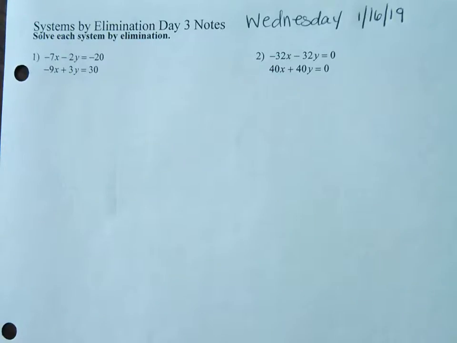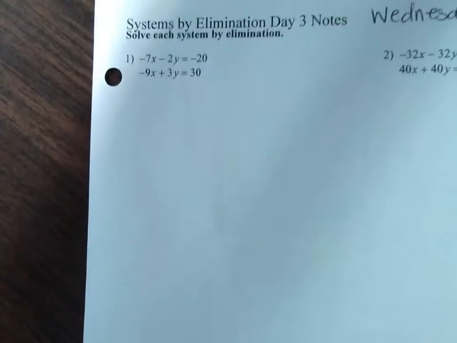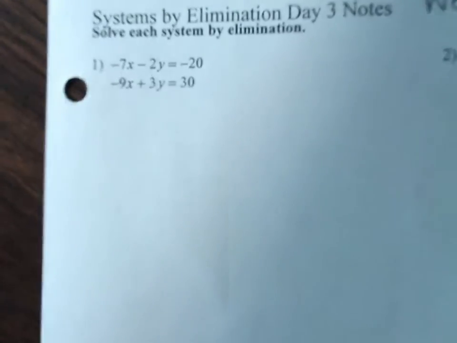Alright, next. The first day we didn't have to multiply any equations by something to make them eliminate. Yesterday we had to just multiply one of them by something to make them eliminate. But sometimes you do have to multiply both equations by something to make them eliminate. So I'm going to show you what I do to make it as easy as possible.